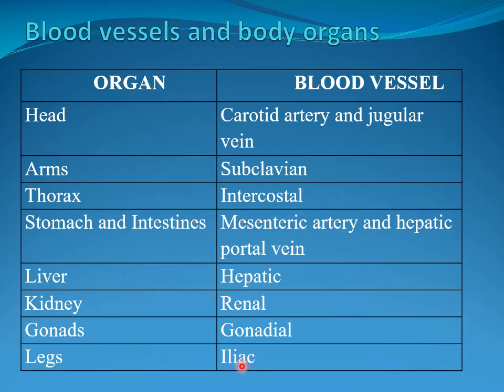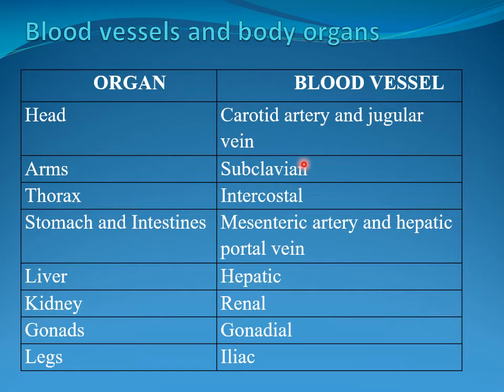What does this mean? It means if we come to the arms and want to look at the blood vessels supplying blood to the arm and taking blood out of the arm, and we're using this word subclavian, it means that the vessel supplying blood to the arm is called the subclavian artery, and this one is supplying oxygenated blood. And the one taking blood away from the arm is called the subclavian vein. It means it's carrying out the deoxygenated blood.